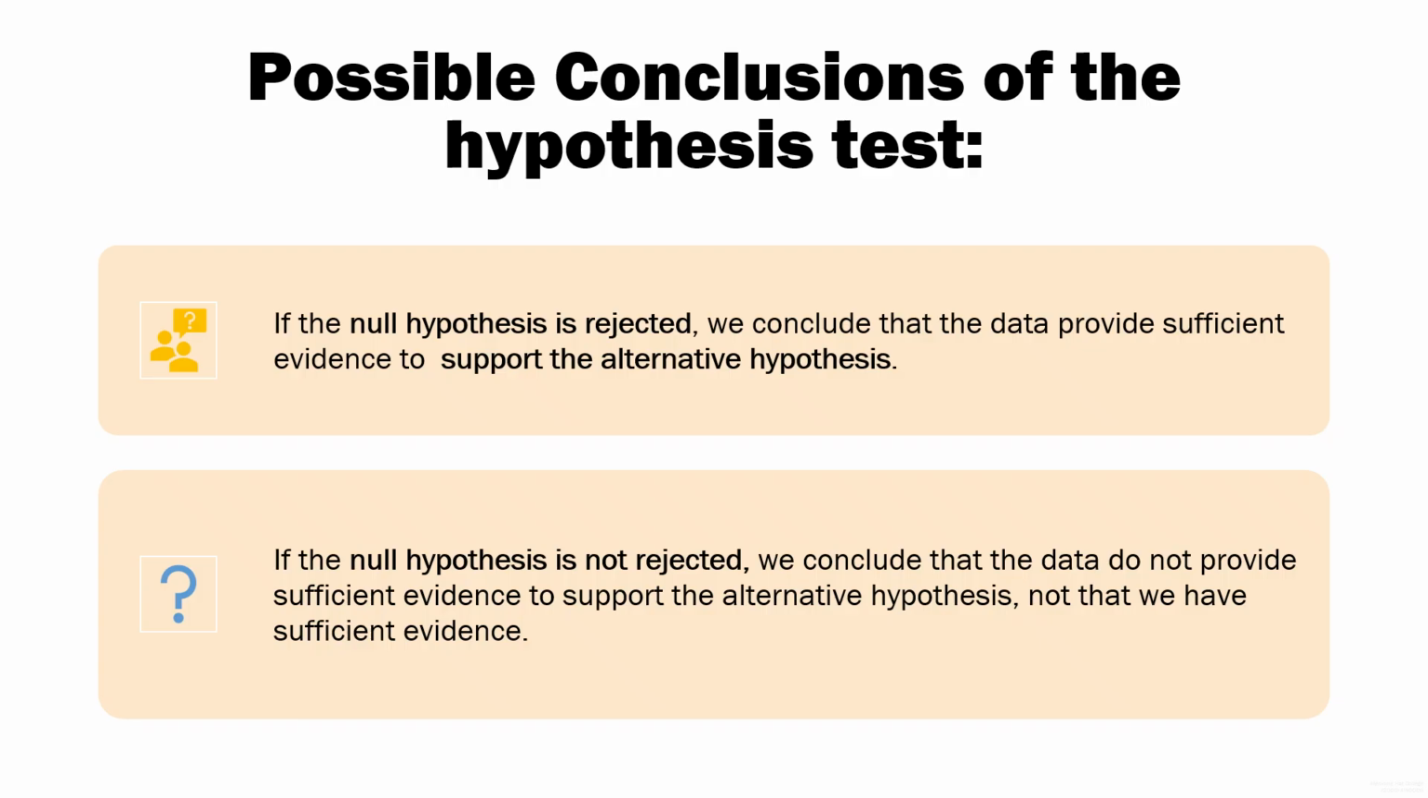Consequently, if we do not reject the null hypothesis, we are simply reserving judgment about which hypothesis is true. If we do not reject the null hypothesis, we conclude only that the data do not provide sufficient evidence to support the alternative hypothesis. There are really only two ways you can conclude on these hypothesis tests. If the null hypothesis is rejected, we conclude that the data provide sufficient evidence to support the alternative hypothesis. If the null hypothesis is not rejected, we conclude that the data do not provide sufficient evidence to support the alternative hypothesis, not that we have sufficient evidence. So we're never accepting anything. We are simply supporting or not supporting based on evidence.